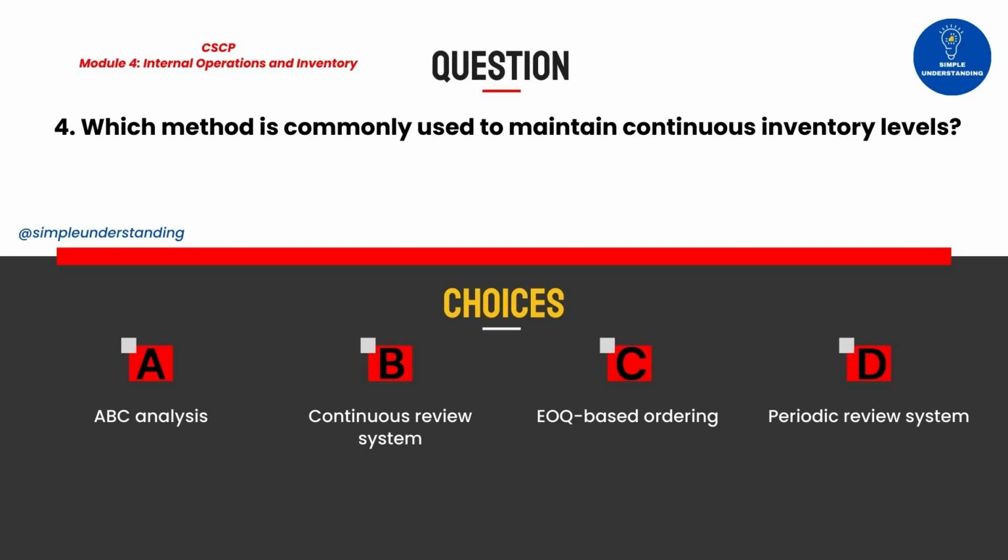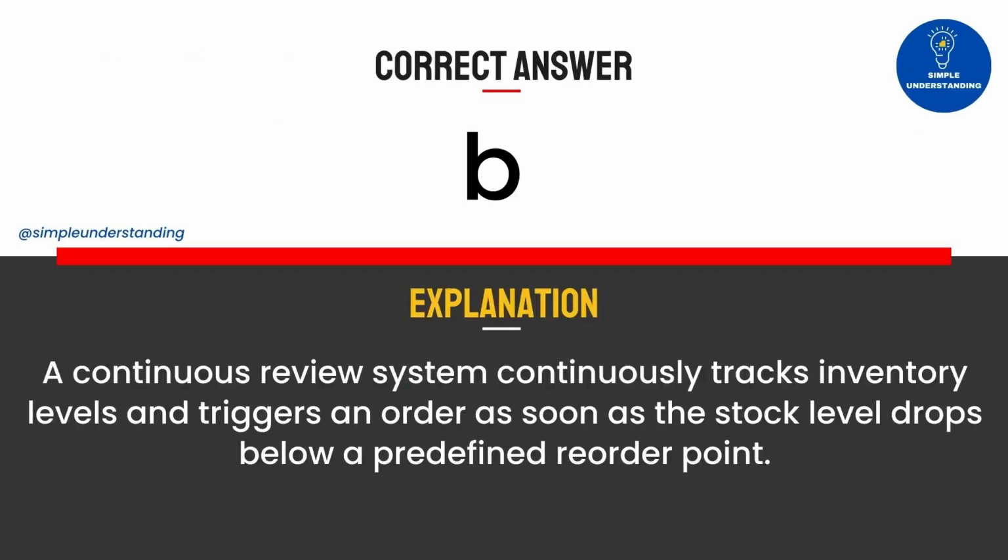4. Which method is commonly used to maintain continuous inventory levels? A. ABC analysis. B. Continuous review system. C. EOQ-based ordering. D. Periodic review system. Correct answer, B. Explanation. A continuous review system continuously tracks inventory levels and triggers an order as soon as the stock level drops below a predefined reorder point.